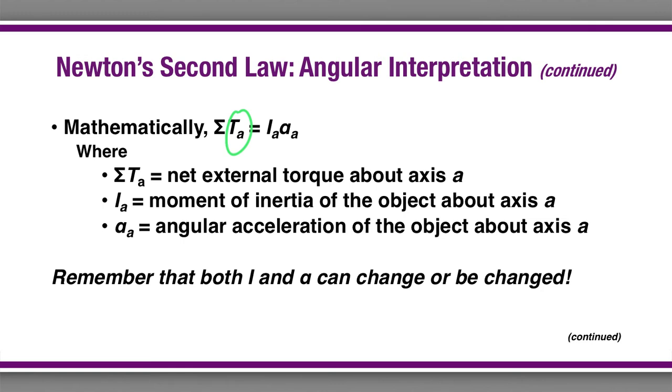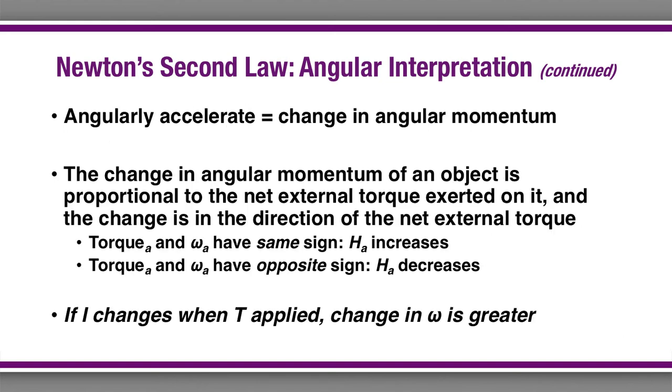So in this case, though, remember that both I and alpha, the moment of inertia about that axis and the angular acceleration of the object about that axis, can change or be changed. So for an object to angularly accelerate, that will equal a change in angular momentum, or H. So the change in angular momentum of an object is proportional to the net external torque exerted on it, and the change is in the direction of the net external torque.